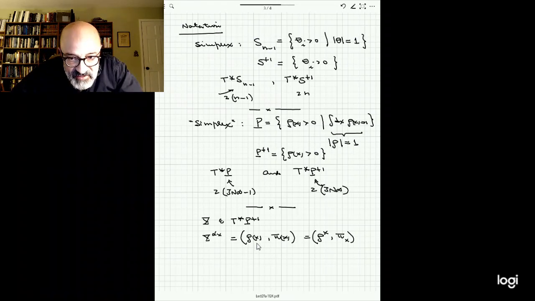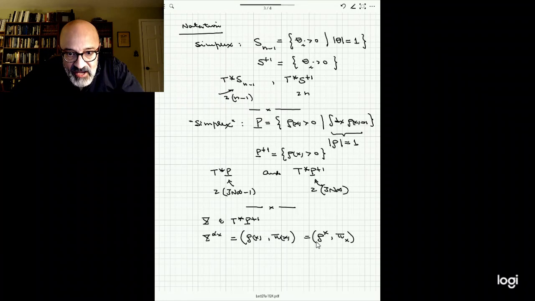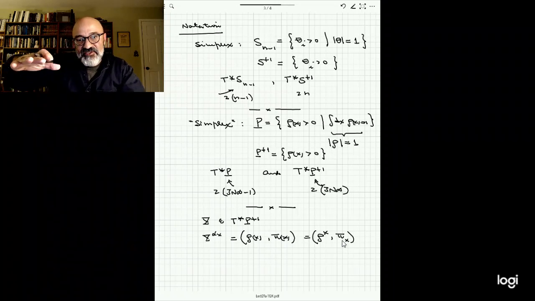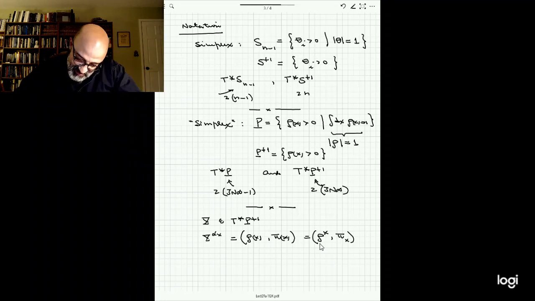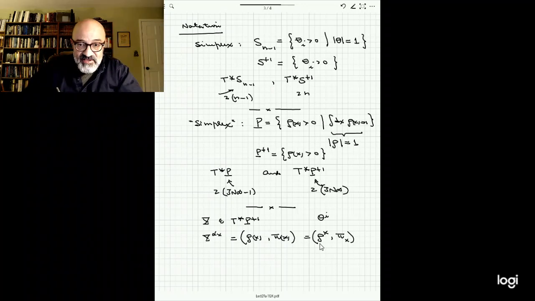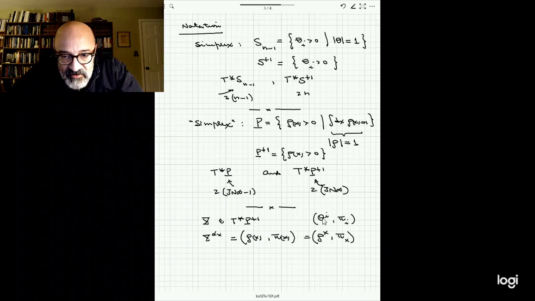So these are going to be the coordinates. The rho x's are going to be the coordinates on the statistical manifold, on the simplex, and the pi x's are going to be the coordinates on the cotangent space. And you can see now what the difference is with before. Before we have the probabilities of i and the corresponding momenta, right?